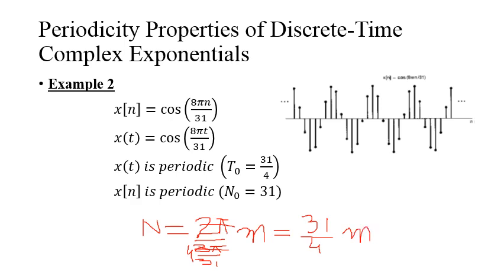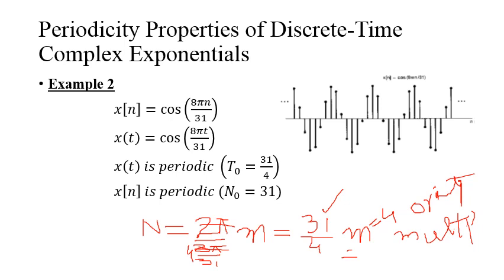Putting m equals 4, or an integer multiple of 4, will result in an integer. So it is periodic with period 31 when m equals 4. When m equals 8, it will be 62, and so on. This is how you find the period.